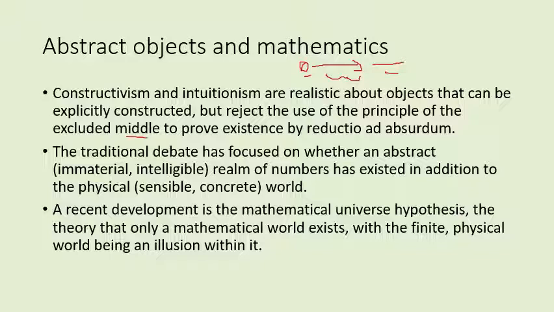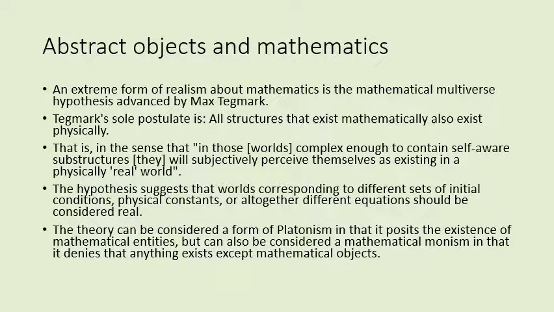The traditional debate has focused on whether an abstract, immaterial, unintelligible realm of numbers exists in addition to the physical, sensible, concrete world. A recent development is the mathematical universe hypothesis, the theory that only a mathematical world exists, with the finite, physical world being an illusion within it. An extreme form of realism about mathematics is the mathematical multiverse hypothesis advanced by Max Tegmark. Tegmark's sole postulate is all structures that exist mathematically also exist physically. That is, in the sense that in those worlds complex enough to contain self-aware substructures, they will subjectively perceive themselves as existing in a physically real world.